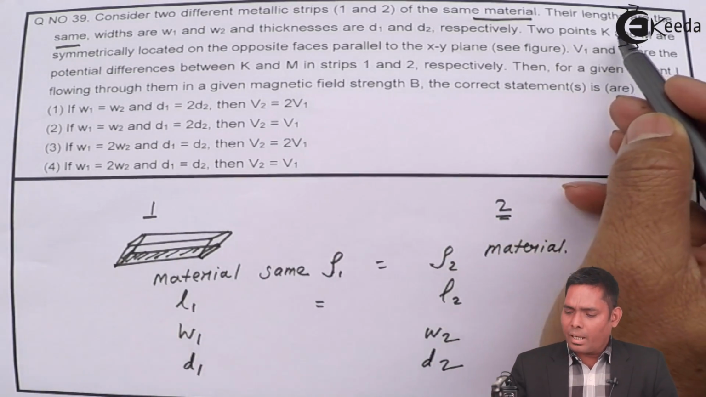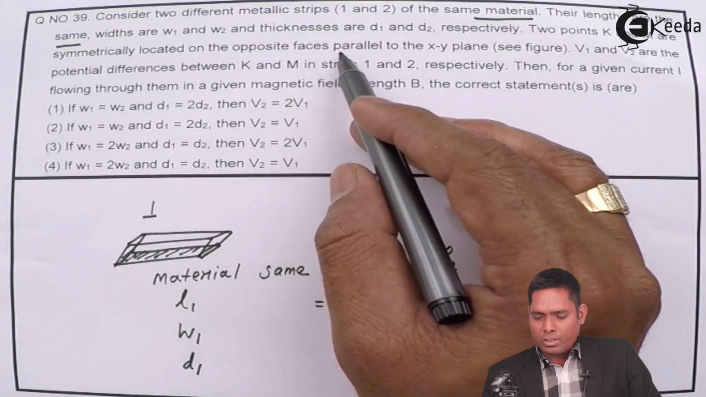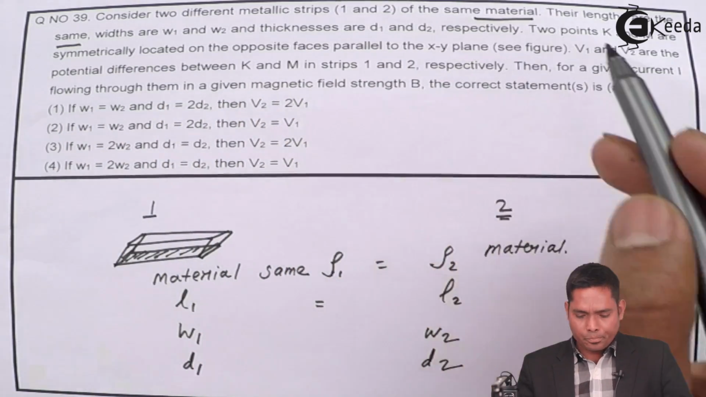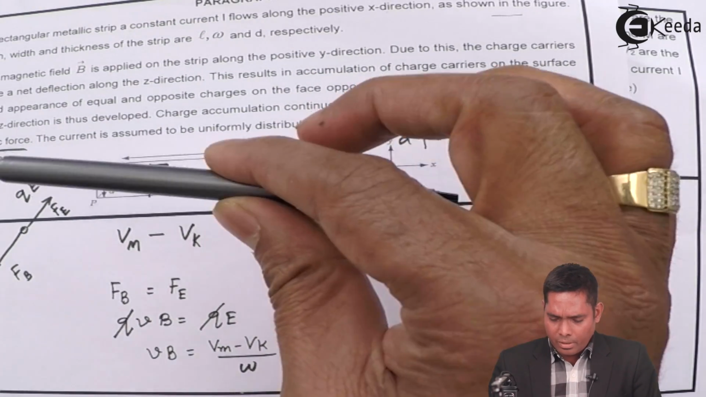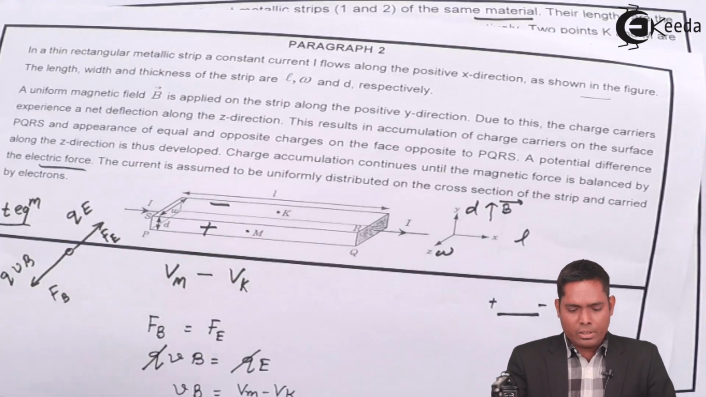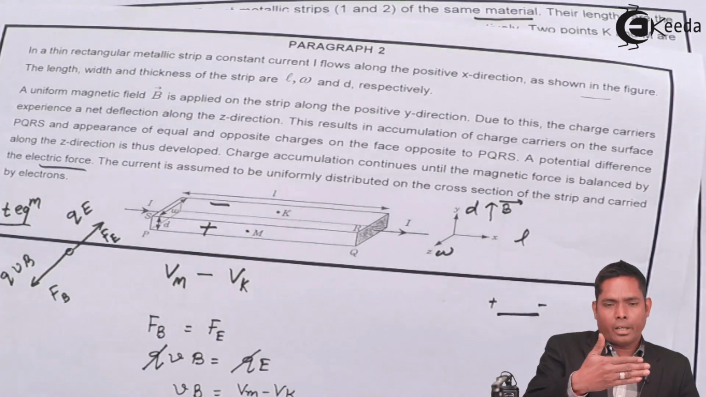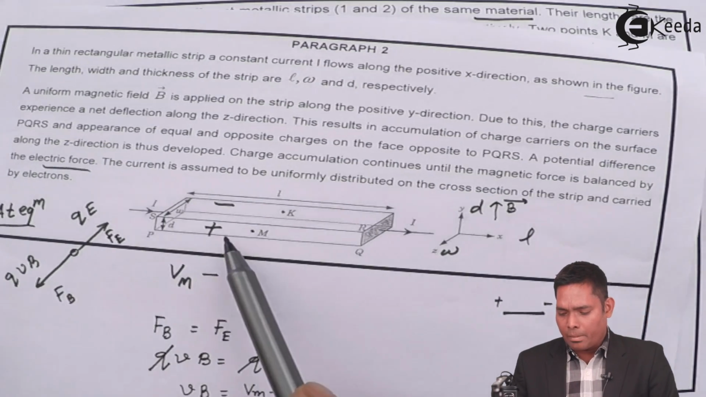Two points K and M are symmetrically placed on the opposite faces parallel to the XY plane. So this is the XY plane, the vertical plane, and on both sides these two points M and K are symmetrically placed.